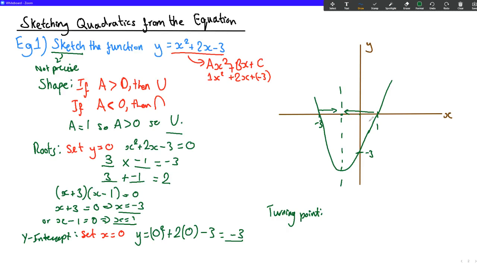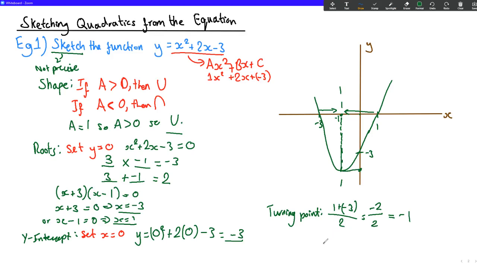So what we can do is the midpoint between 1 and -3 is just, all you have to do is add them together, like that, and divide by 2. So 1 plus -3 is -2 over 2, so we get -1. So we know this point is -1 here. And then all we need to do is substitute it into this equation so we get the y value.